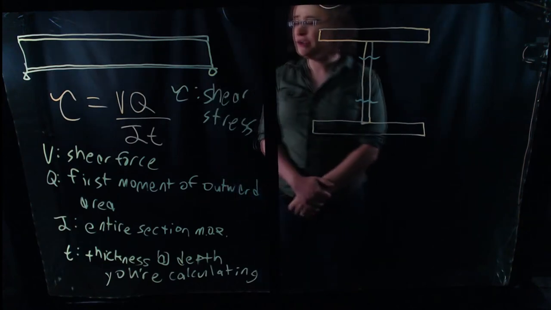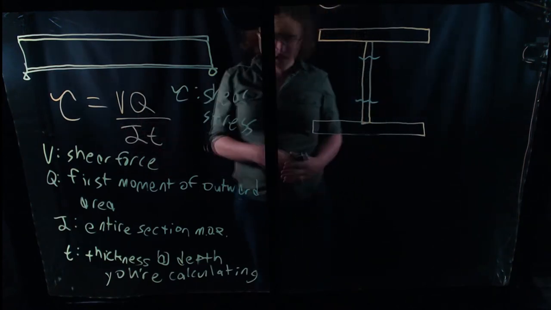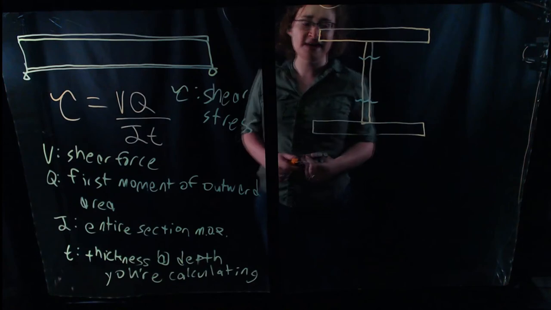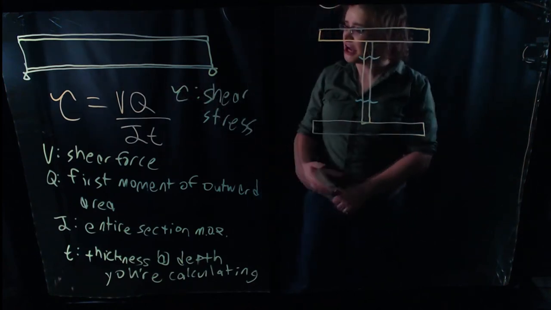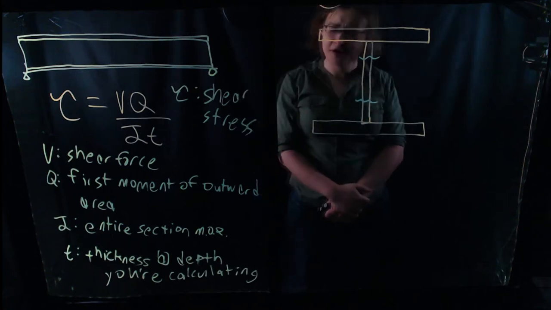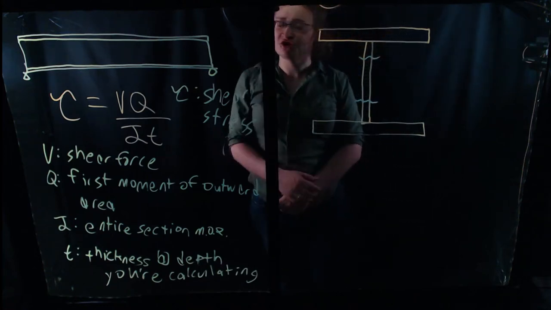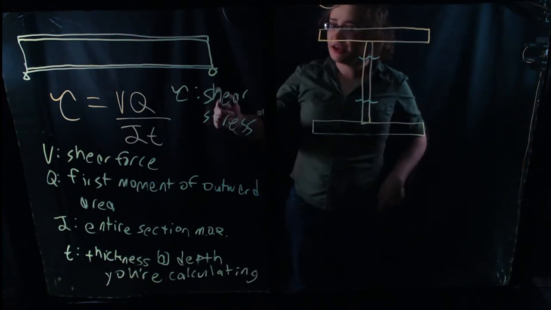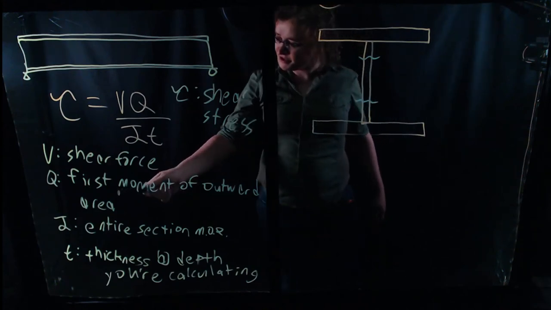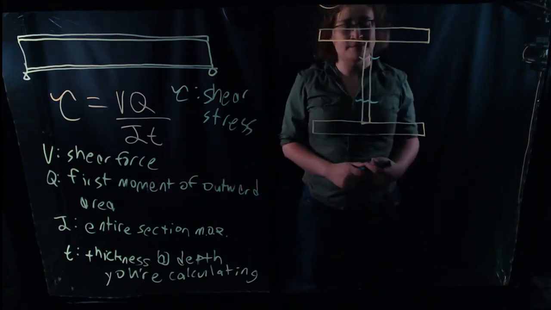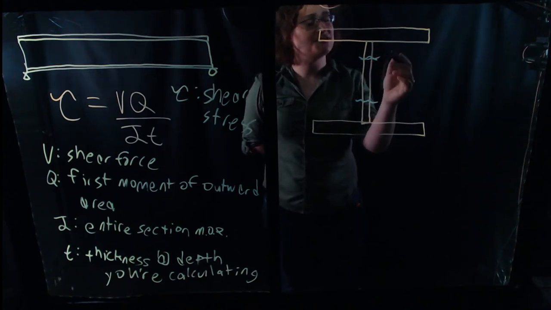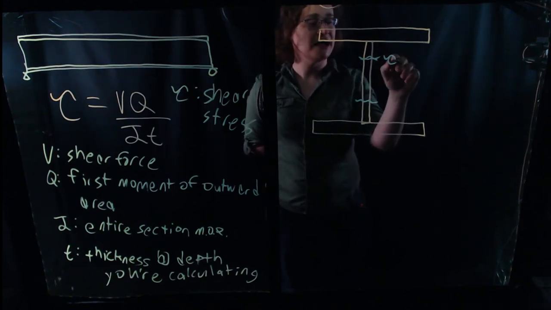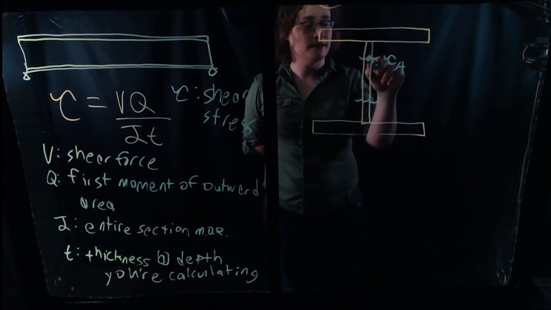Then here, let's see, VQ over IT. V is your shear force found by shear and bending moment diagrams and also through broader frame structural analysis processes. Q, the first moment of outward area. What does that mean? Well, let's say I'm cutting right here. Let's say I want to know the shear stress here at point A. Let's call this point A.